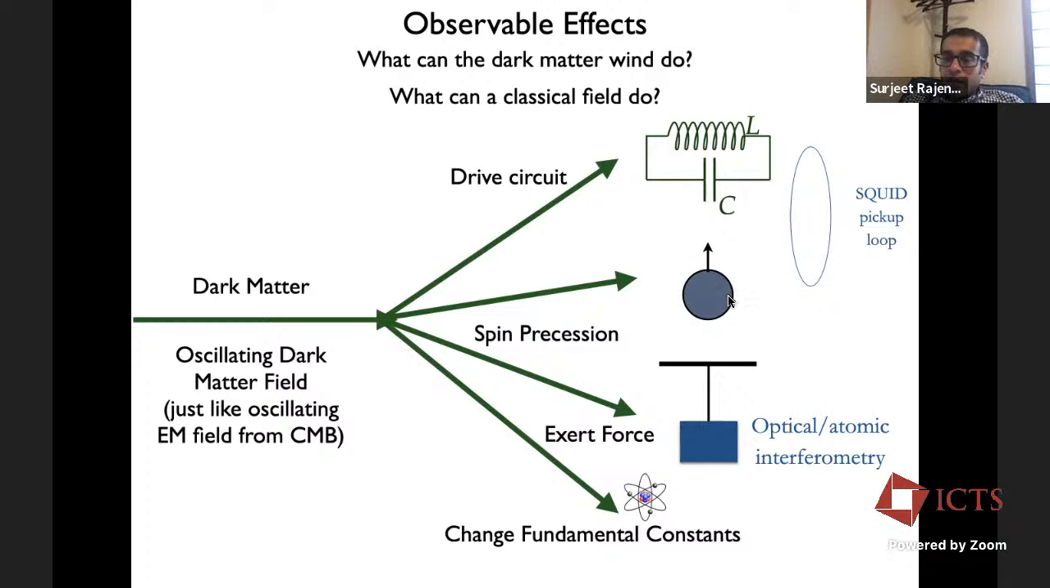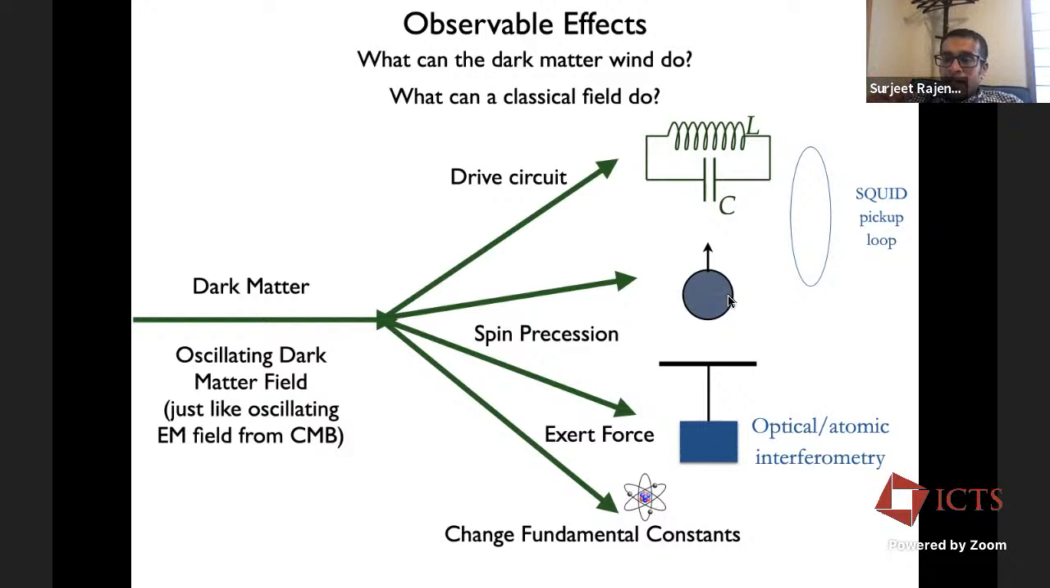The dark matter particle can come in and cause some spin to rotate. If I take a bunch of spins together and the dark matter particle causes those spins to rotate, then that will change the magnetization of that system. And that is, again, something you can measure with a SQUID magnetometer or an atomic magnetometer. And finally, the dark matter exerts a small force on materials that would cause tiny accelerations. Those are, again, things you can go and measure with an optical or atomic interferometer.